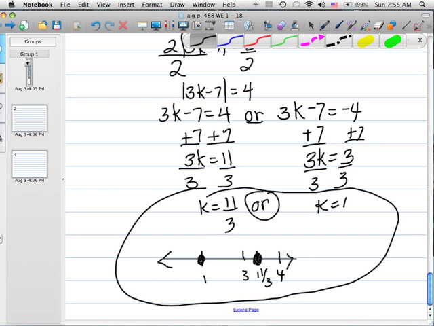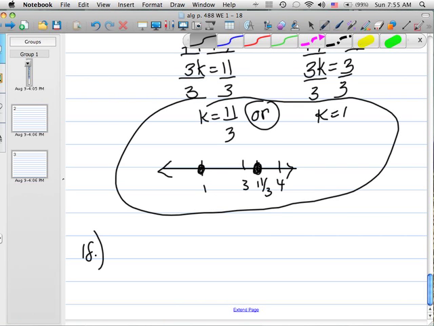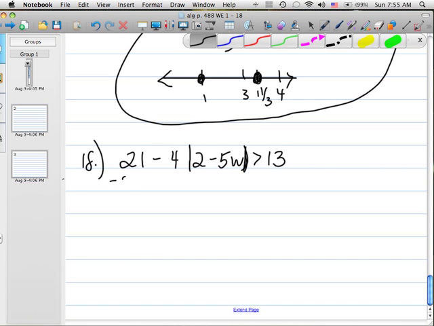And that was problem number 16, and our last problem, number 18, is 21 minus 4 times the absolute value of 2 minus 5w is greater than 13. Sorry, I misspoke before. So again, we have to get the absolute value by itself. So we'll subtract the 21 first, undo the addition. So now we have negative 4 times the absolute value of 2 minus 5w is greater than negative 8. 13 minus 21 is negative 8.